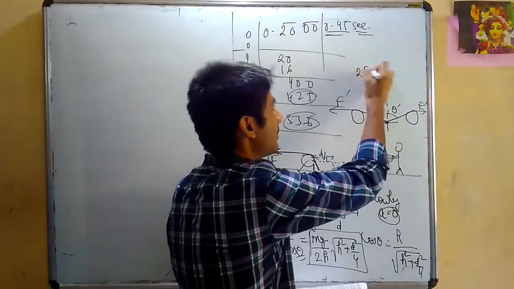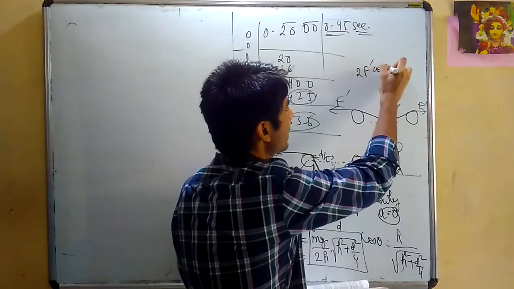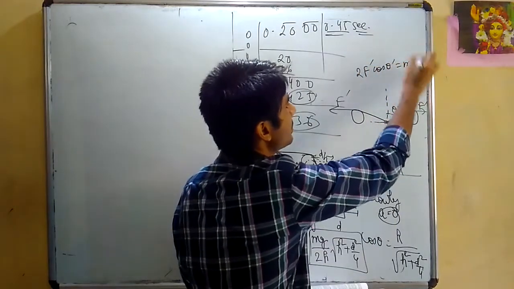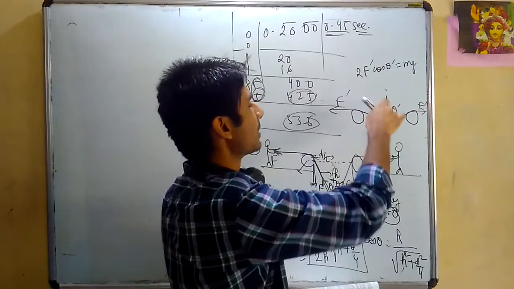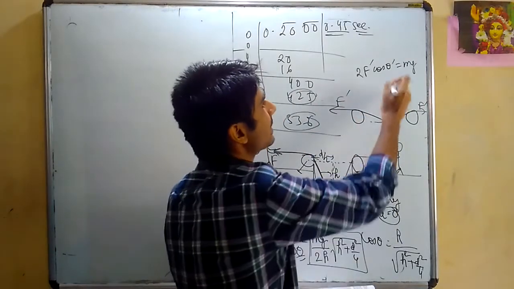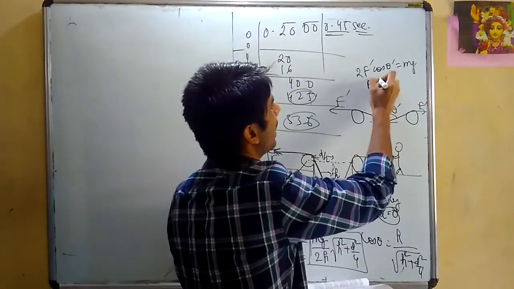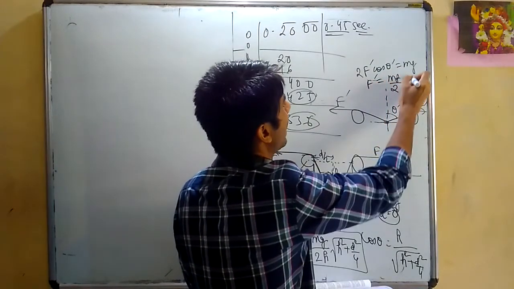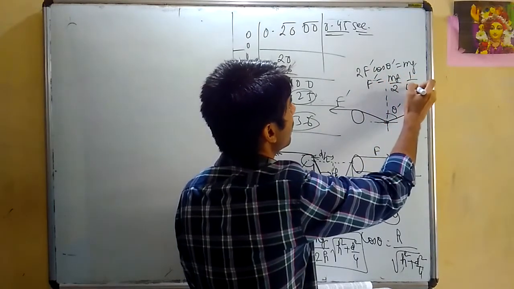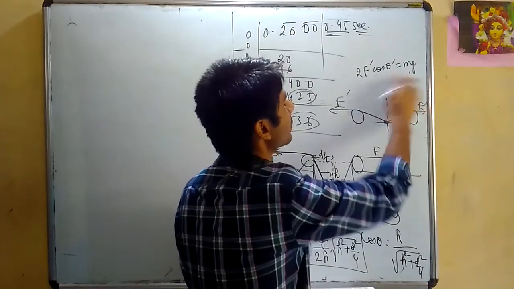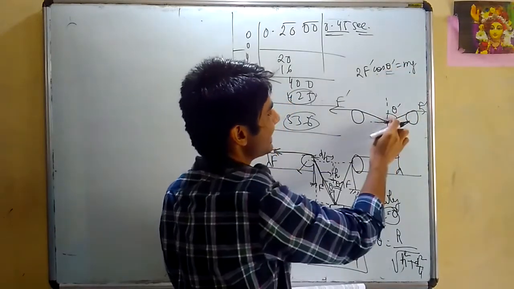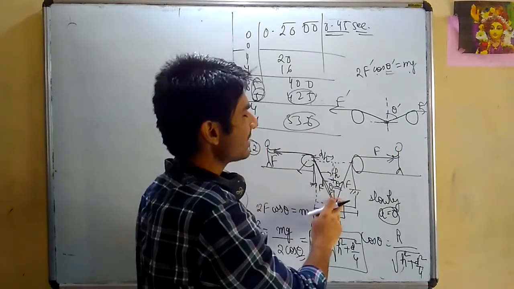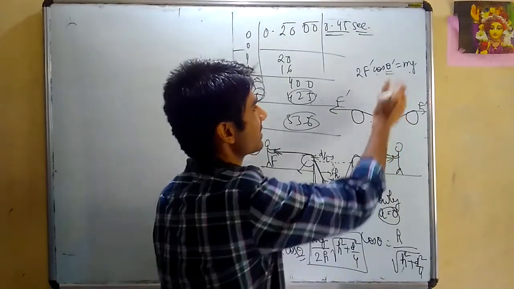If I again try to analyze, 2F dash cos theta dash should be equal to mg, because again he has to be moved slowly up. This is the second situation. But if you carefully see, theta dash is more now in comparison to this. Theta dash is more. What does this mean?